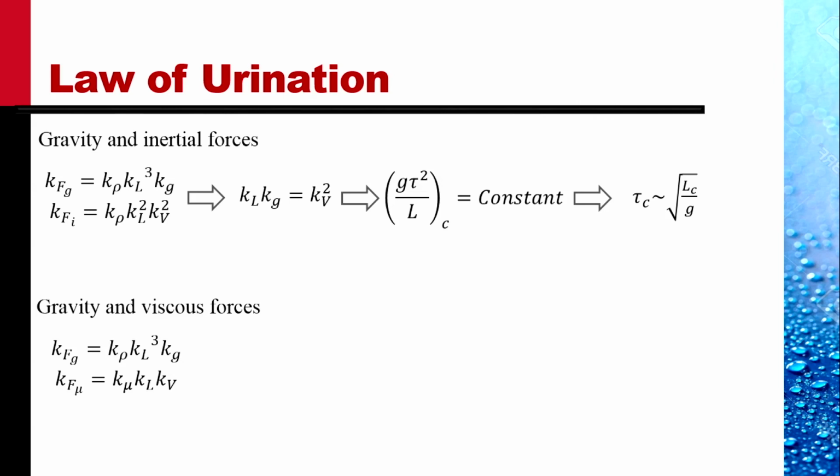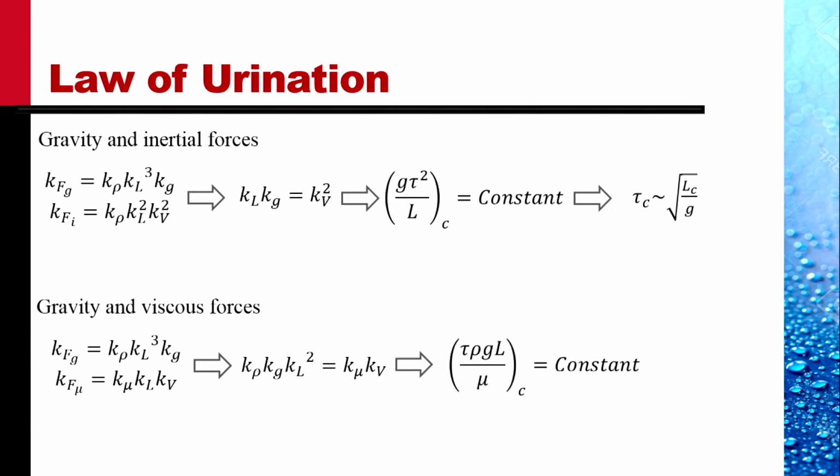Let's look at gravity and viscous forces. Scale factor for gravity forces again is K rho KL cubed Kg. And for viscous forces, as determined before, it is K mu KL KV, which gives K rho Kg KL squared must be K mu KV. And from this, we get tau rho gL by mu should be constant, which results in tau being inversely proportional to LC. So this again is not a valid pair of forces controlling urination.